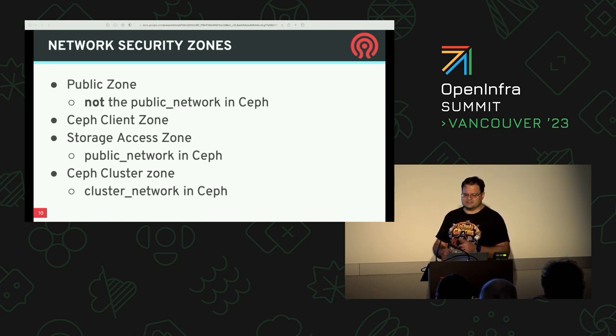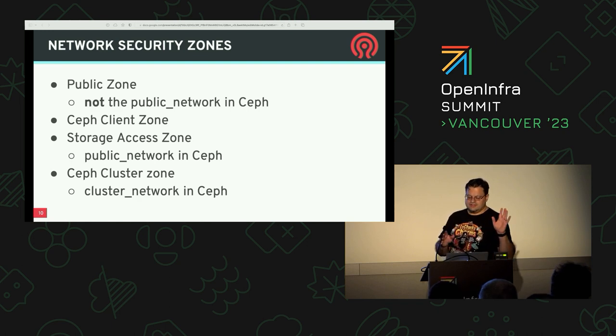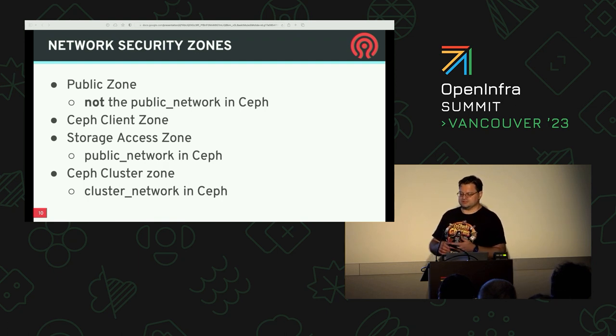And finally, the cluster zone refers to the most internal network, and that provides storage nodes with connectivity for replication, heartbeat, backfill, recovery tasks. This zone includes the Ceph cluster's backend network, called the cluster_network there in Ceph. And operators often run clear text traffic in the cluster zone because they rely on the physical separation of this network, or on the logical separation. Usually this is on a VLAN at the very least.